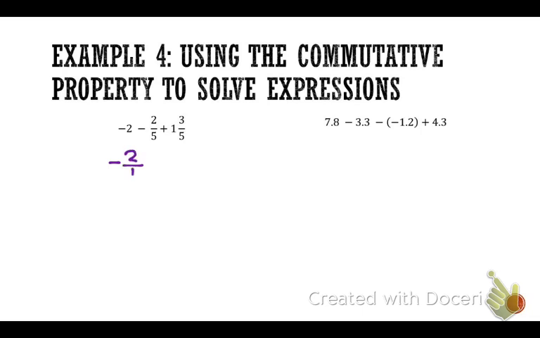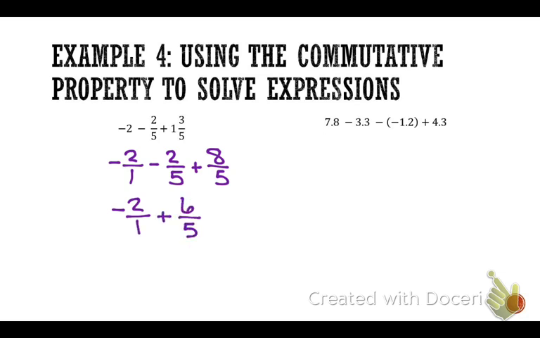Negative 2 over 1. I know that's going to become a fraction at some point. Minus 2 over 5. Plus, what is this one as an improper fraction? 8 over 5. Okay. So now let's combine these first because they have a common denominator. What's negative 2 plus 8? Go ahead. That's okay. 6, right? So negative 2 over 1 plus 6 over 5.